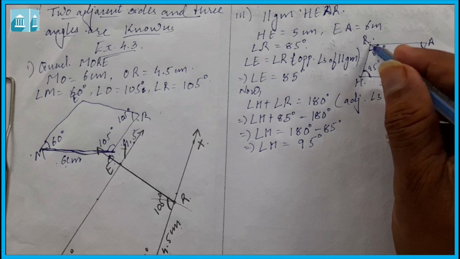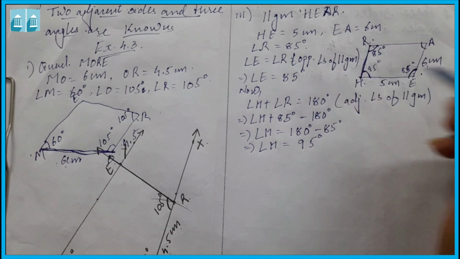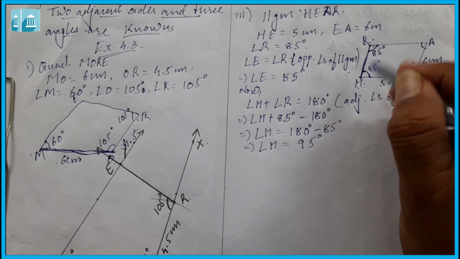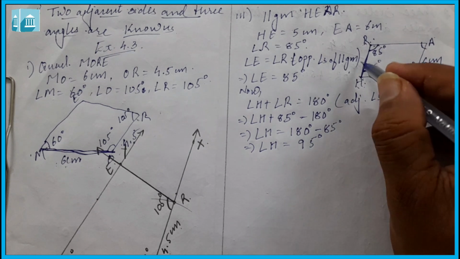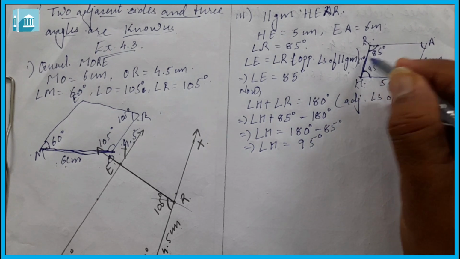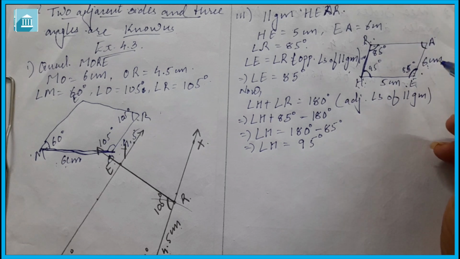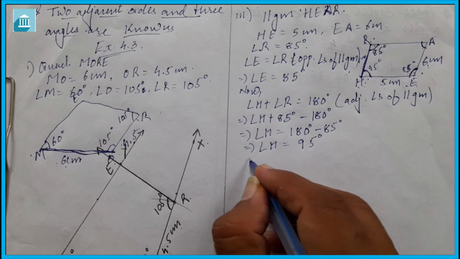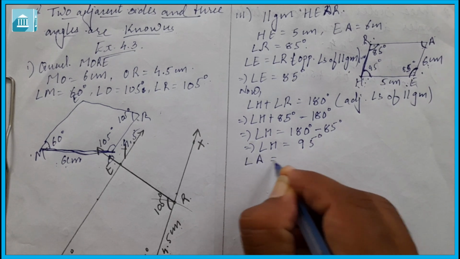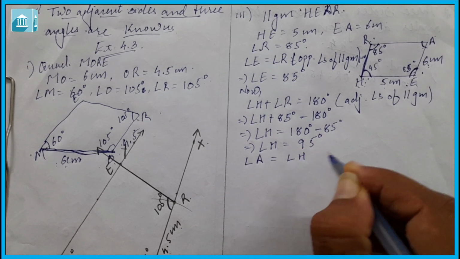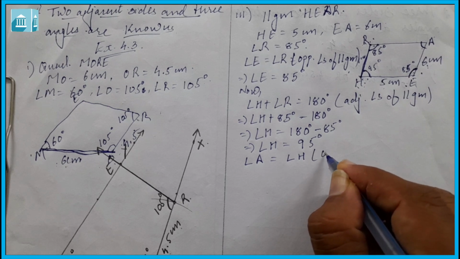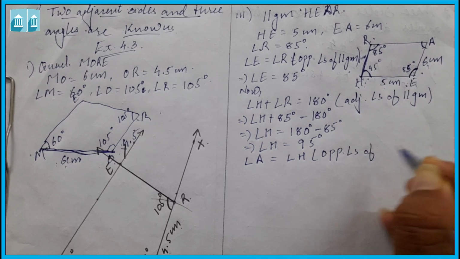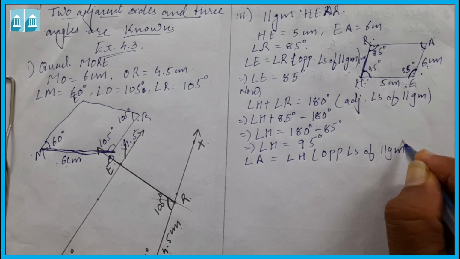If we want this side, then also we will get that the side HR is equal to AE. So we will get this is equal to 6 centimeter. If we want this angle, then also we will get that angle A is equal to angle H, because they are opposite angles of parallelogram. तो दोनों तरह से हम बना सकते हैं.